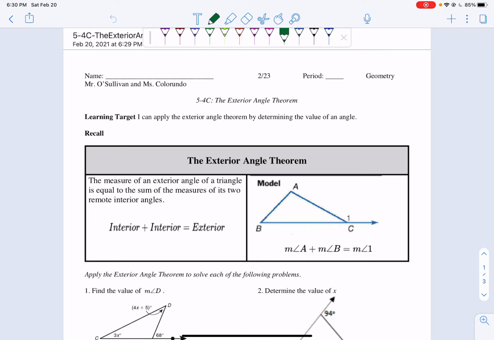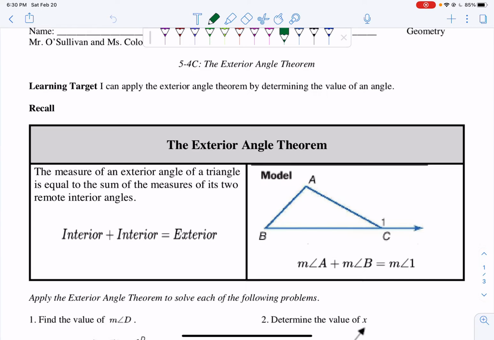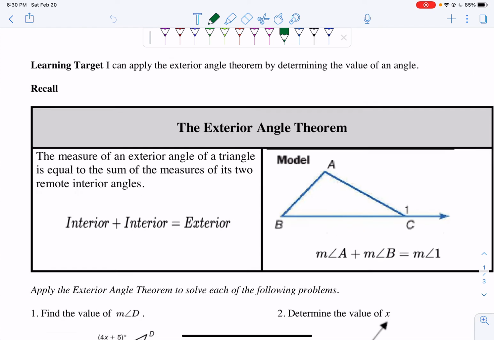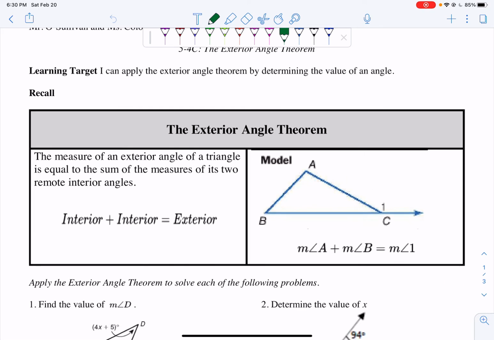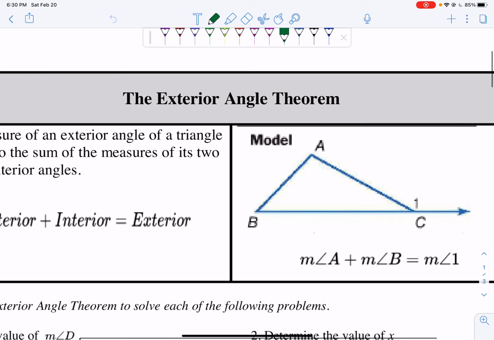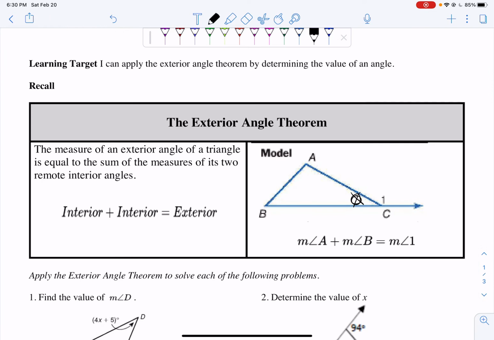And as you may recall, the exterior angle theorem states that the measure of an exterior angle of a triangle is equal to the sum of the measure of its two remote interior angles or its two adjacent interior angles, as long as it's not this angle right here. Can't be that angle. So if we look at this visual, what we're saying is interior plus interior equals your exterior, or the measure of angle A plus the measure of angle B equals the measure of angle 1.